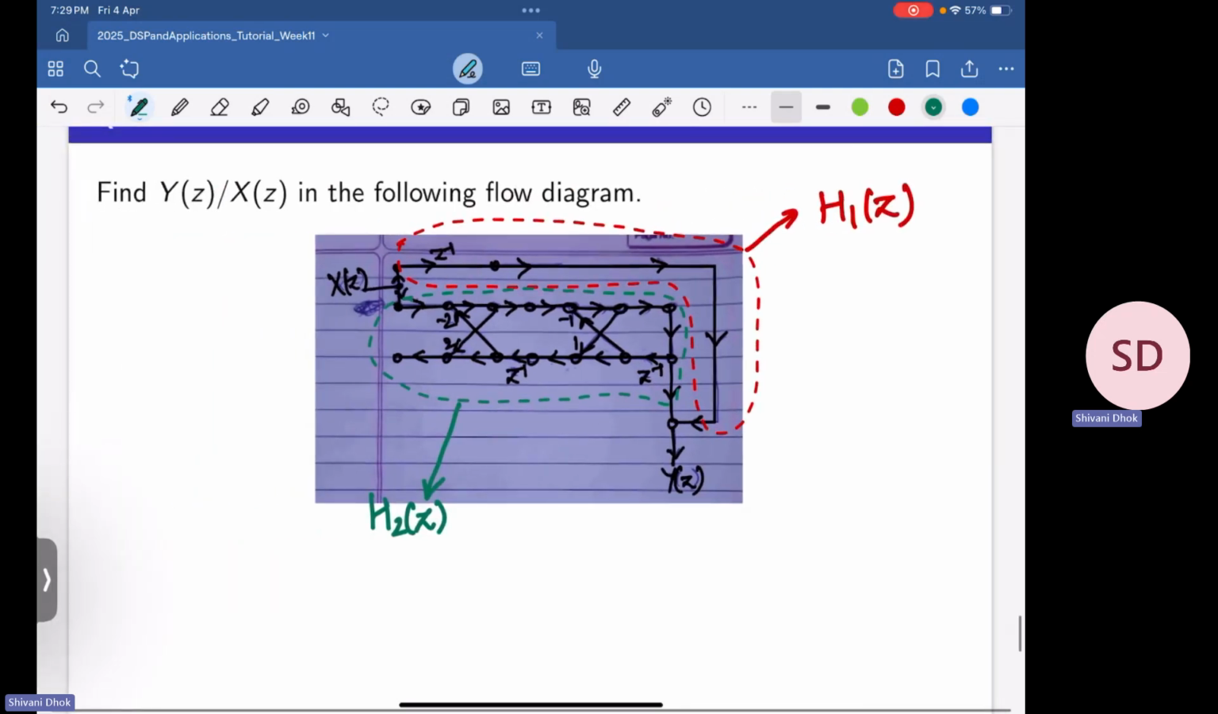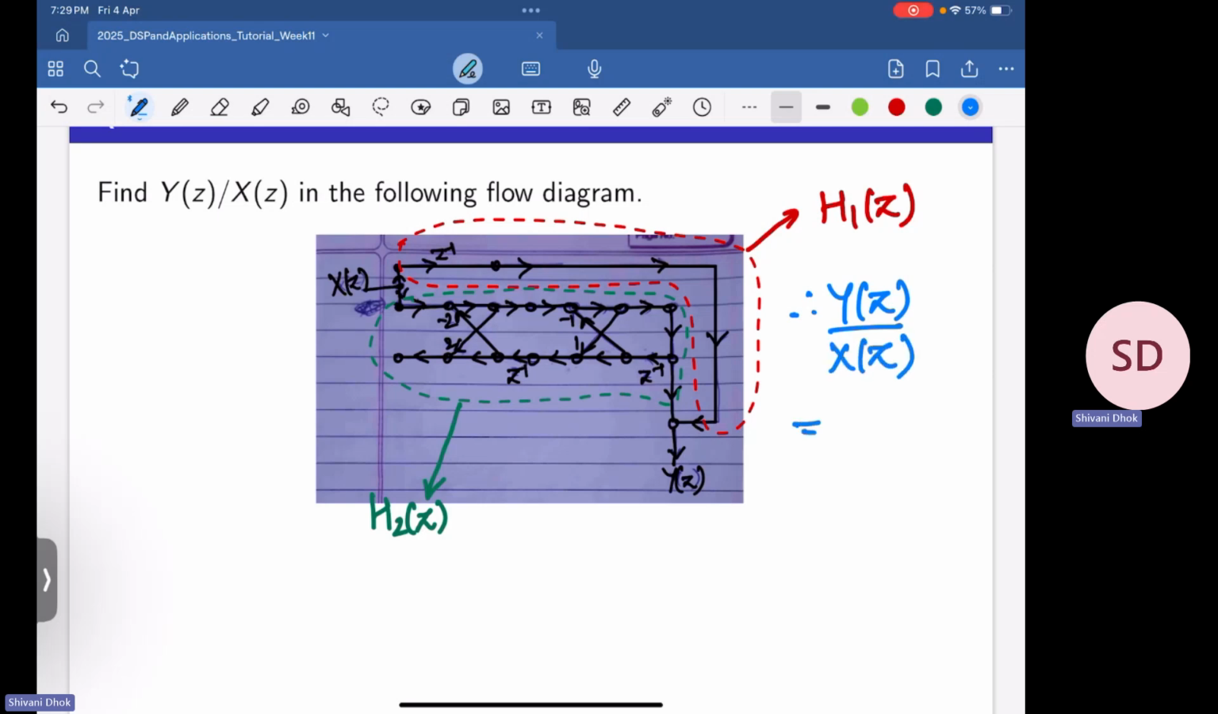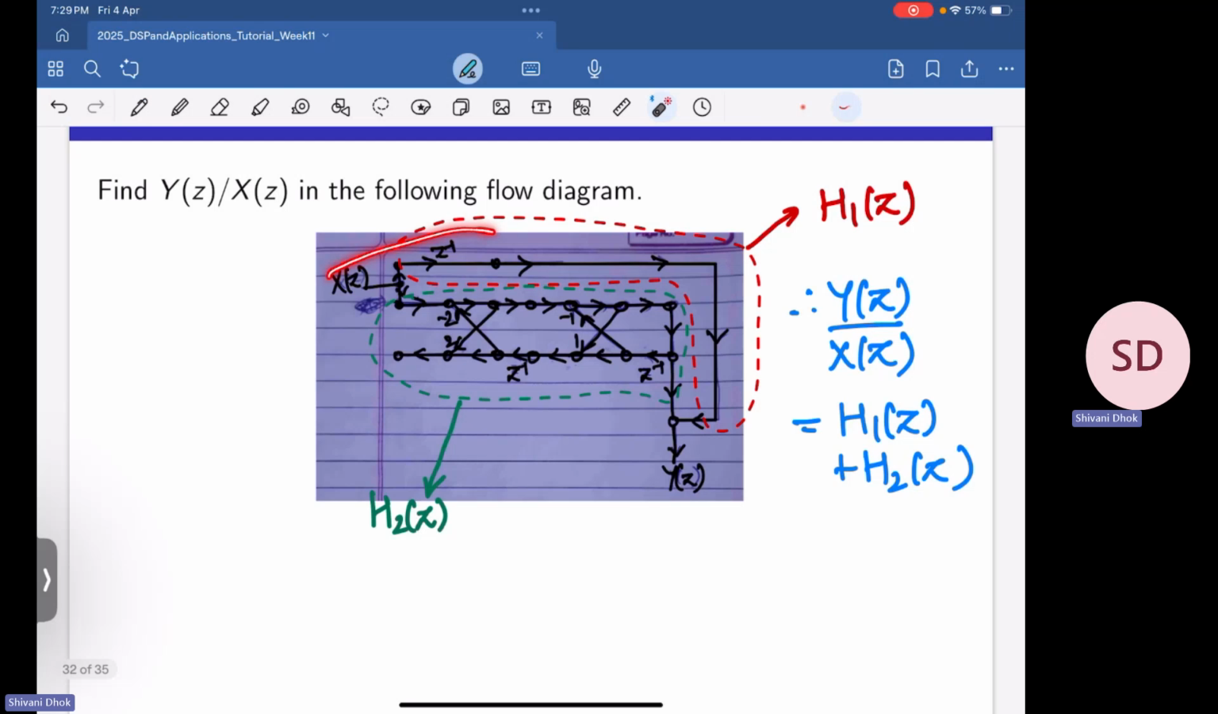So y of z upon x of z is simply h1 of z plus h2 of z. Now what is h1 of z? h1 of z can be obtained from this equation. Here it is simply z inverse. So therefore we have h1 of z is simply z inverse.